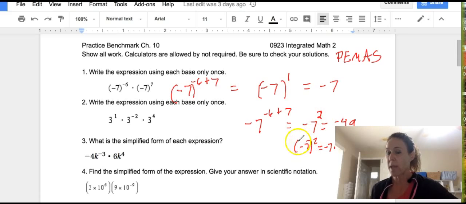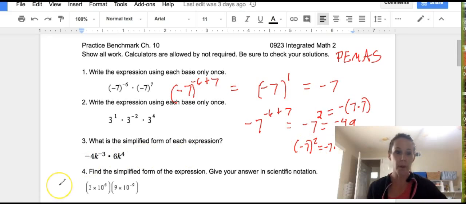-7 squared and parentheses, the whole quantity -7 squared. This means -1, basically, and then 7 times 7. This means -7 times -7, which gives +49. So be very aware of the difference between those two. It didn't matter in this scenario, but if you are squaring things, it will. Okay. All right, on to number 2.